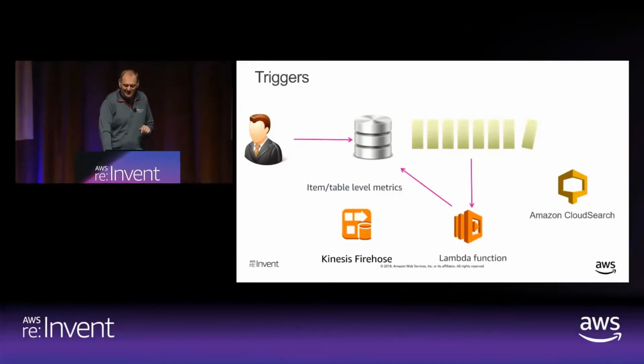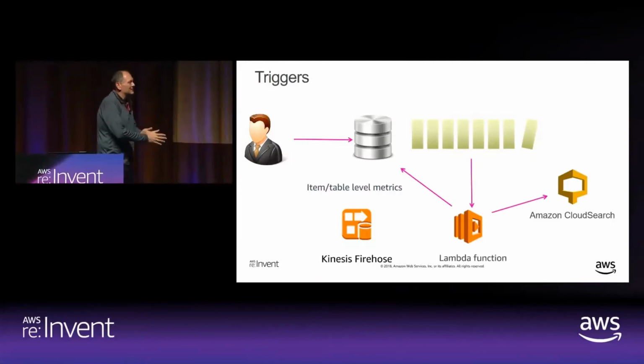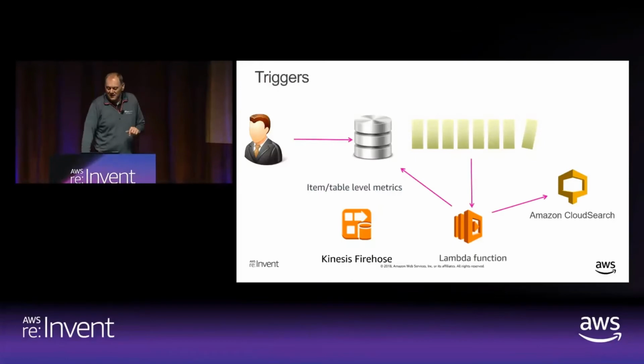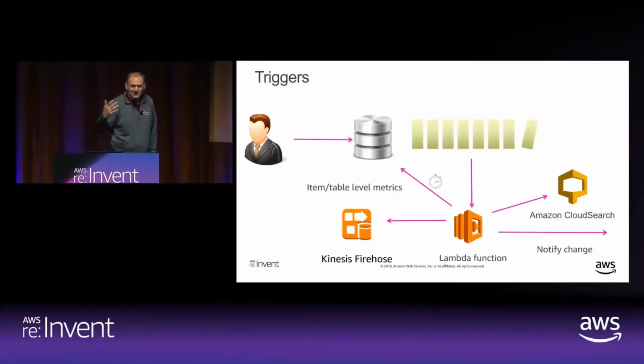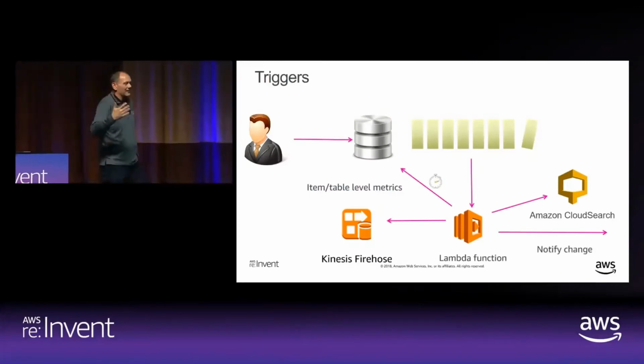We have lots and lots of customers that use that. There are plenty of other things we can do with Lambda: update CloudSearch or Elasticsearch or other indexing systems, push the data into Kinesis Firehose for stream processing, interact with external systems. Again, Lambda is just code, and it can do anything.